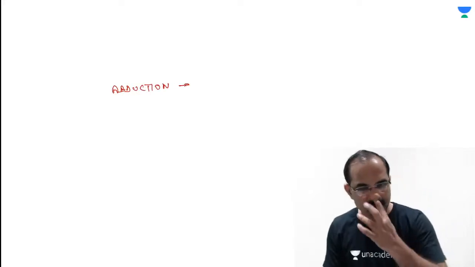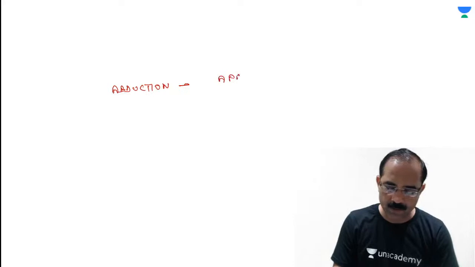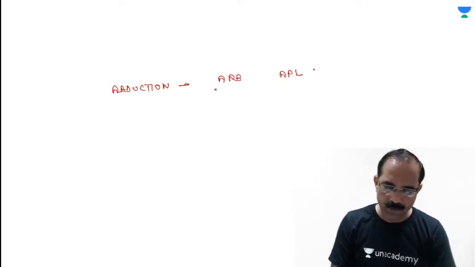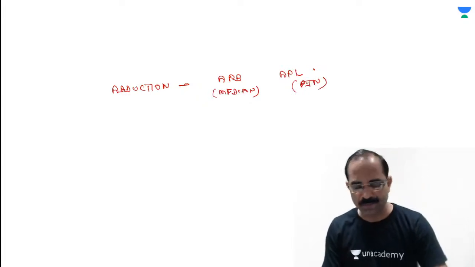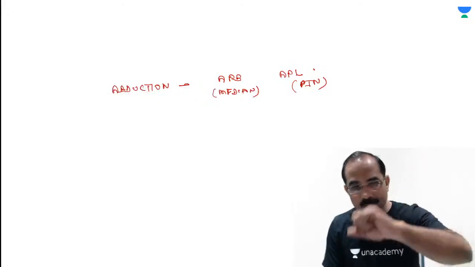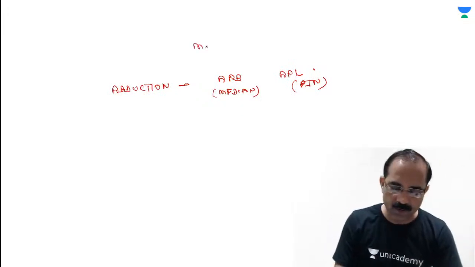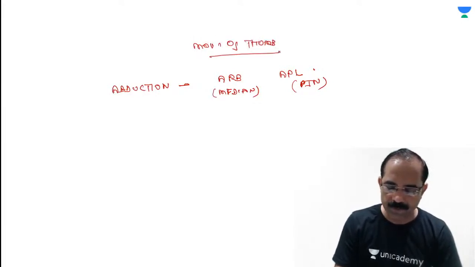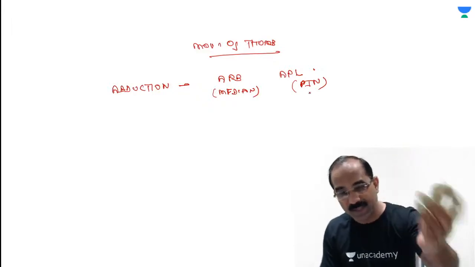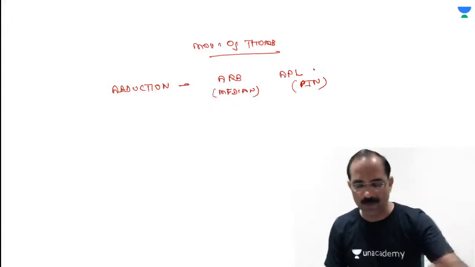And abduction of the thumb is done by whom? Abductor pollicis brevis, abductor pollicis longus. Now, abductor pollicis brevis is supplied by the median nerve, and abductor pollicis longus is supplied by the posterior interosseous nerve. So even though median nerve is damaged, will abduction of the thumb be lost? No. Abduction of thumb will not be lost. Why? Because abductor pollicis longus is intact, so that will do abduction of the thumb.